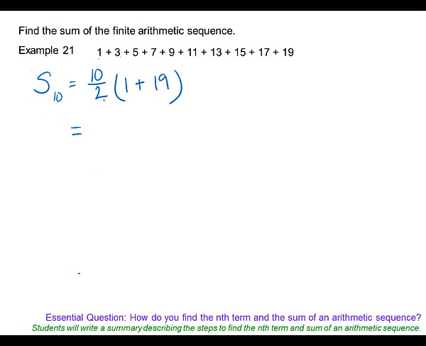All right, what's 10 over 2? 5. And 19 plus 1? 20. 20 times 5? 100 is the sum of those first terms. Okay?